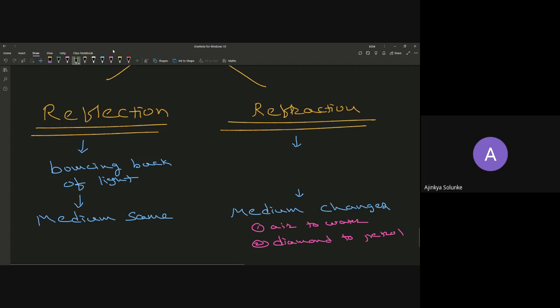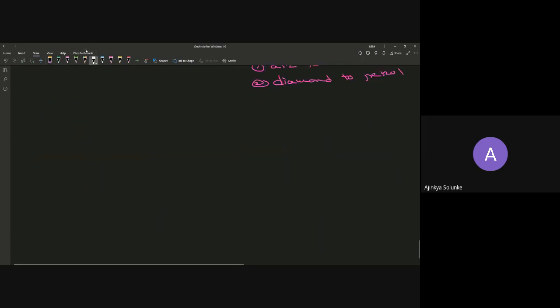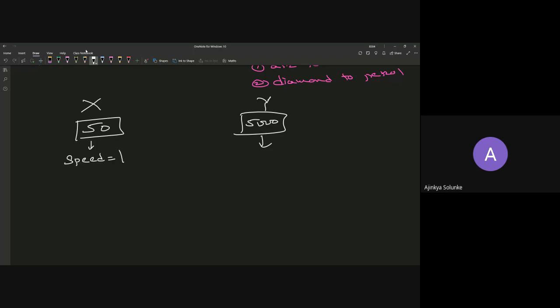But the main question is, what is so different about refraction? Let us take an example. Suppose you went to a market where 50 people are walking on the road. There is another market. This is market X, and this is market Y. In market Y, around 5,000 people are walking on the road. Where would your speed be slow? Market Y, of course. People are more, so your speed will be slow because lots of people are in your way, and in market X your speed will be fast because people are less.